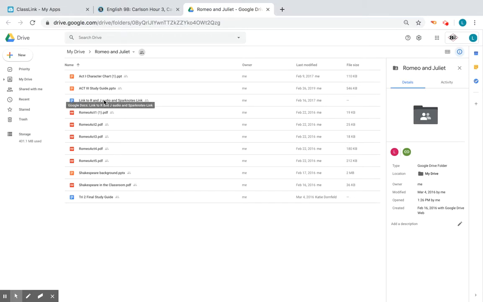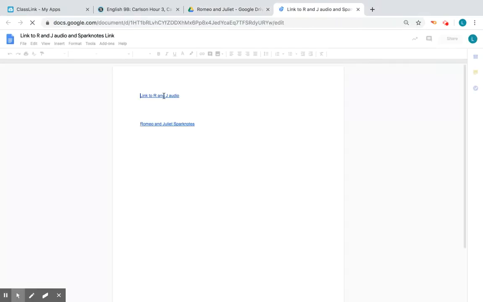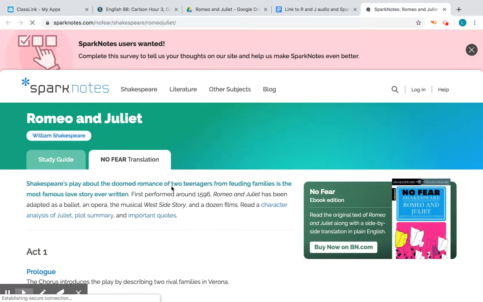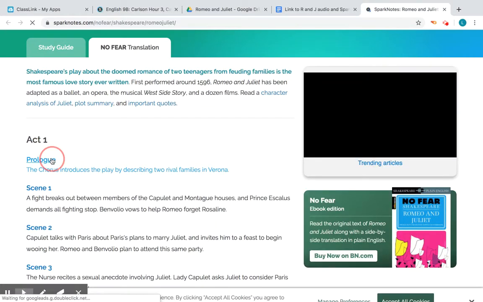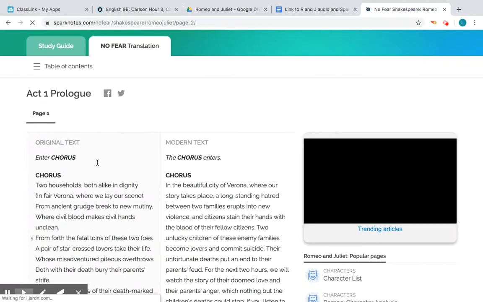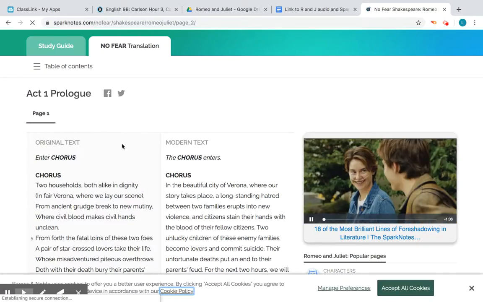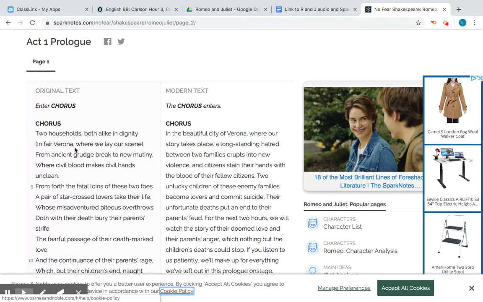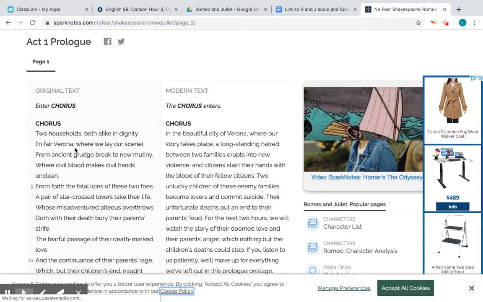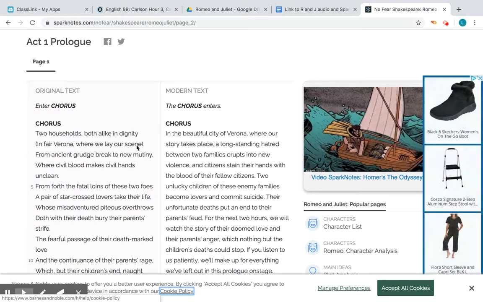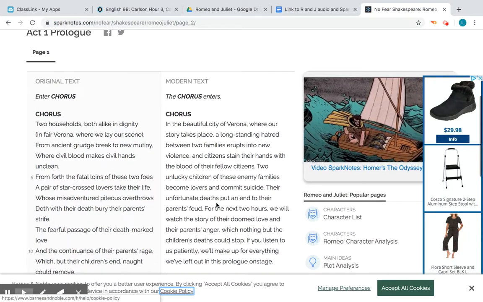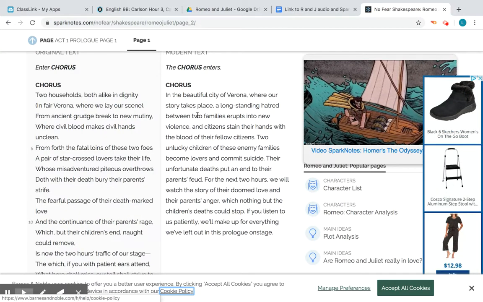Another thing is if you click on this link to Romeo and Juliet, you will see a link to an audio and a link to the Spark Notes. To be quite honest with you, the Spark Notes is really helpful. It'll help you process what's going on if you have any questions. It does a really great job of having the original text and comparing it to modern text, so we can appreciate the amazing writing of Shakespeare's beautiful sonnets and the way that he writes in his couplets. But on the right hand side, we also have the opportunity to understand if we don't know it.